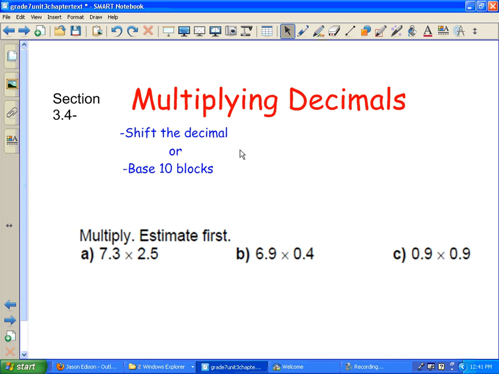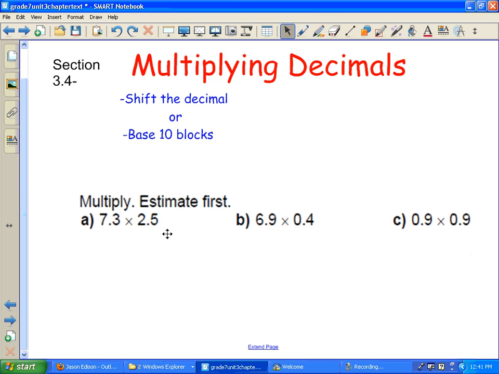Section 3.4, multiplying decimals. Two ways to do it. In the old way, they used to just tell you to ignore the decimal places, count up how many decimal places there were in the problem. So there's one, and there's two actual places, two decimal places, so there should be two decimal places in your answer. That was the old way to do it.